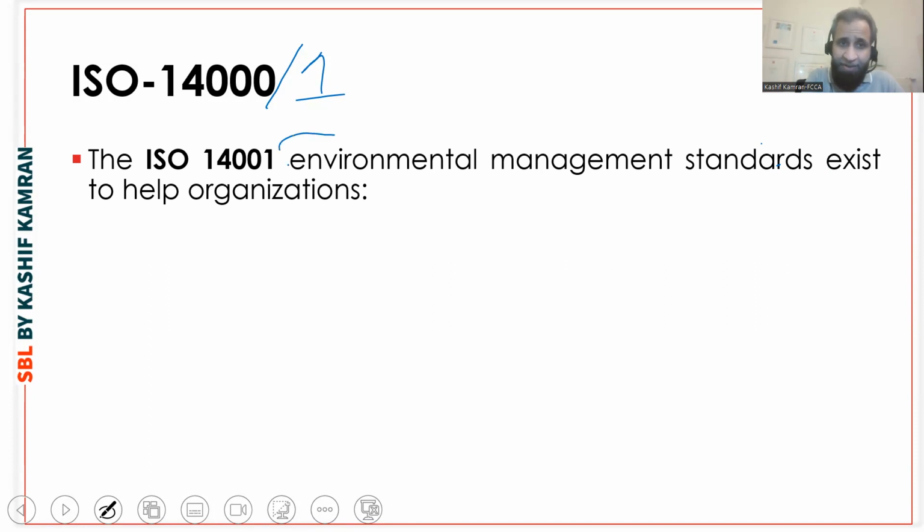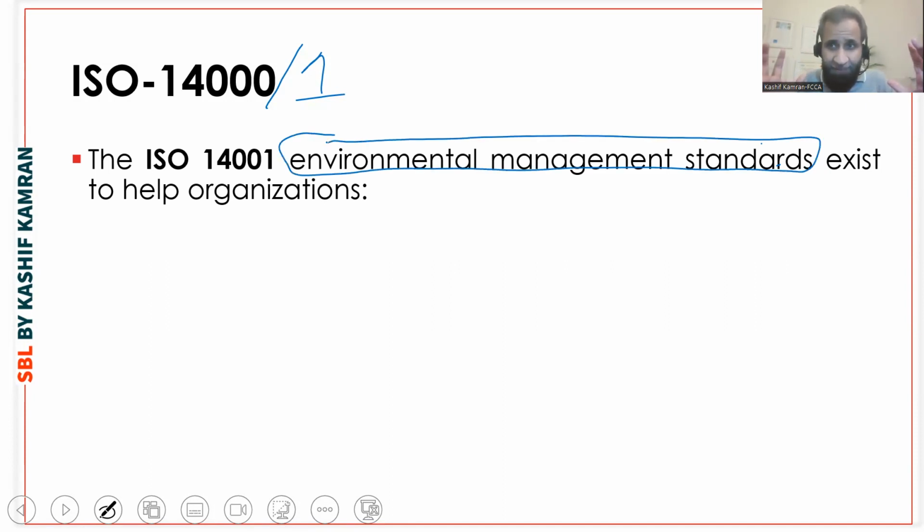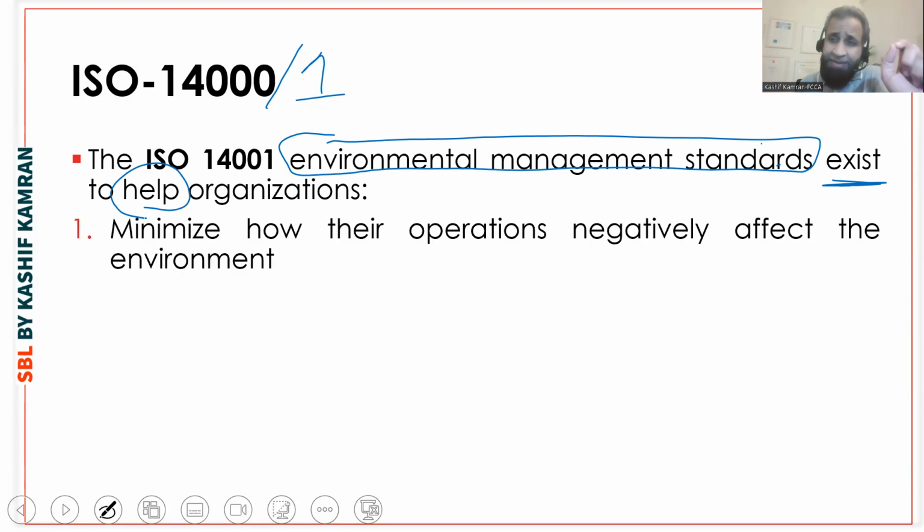So these are environmental management standards which are globally accepted, International Standards Organization, ISO. And these standards have been developed globally to help organizations to have environmental management systems in place. So this standard exists to help organizations, number one, to minimize how their operations negatively affect their environment.